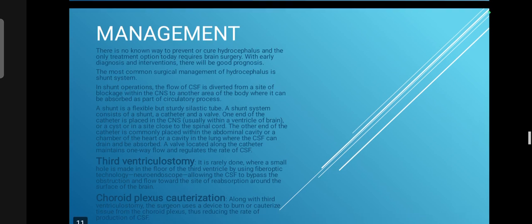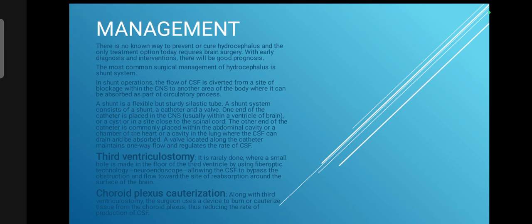Next, the management of hydrocephalus. There is no known way to prevent or cure hydrocephalus, and the only treatment option today requires brain surgery. With early diagnosis and interventions, there will be a good prognosis. The most common surgical management of hydrocephalus is the shunt system.